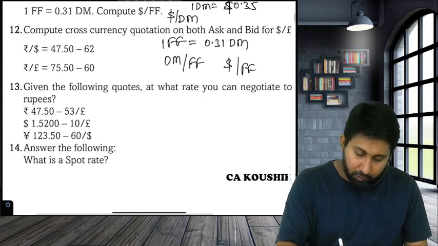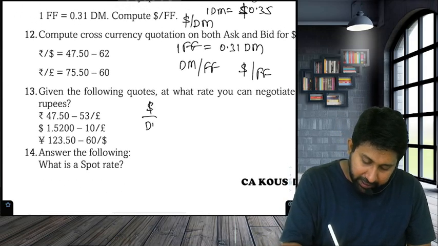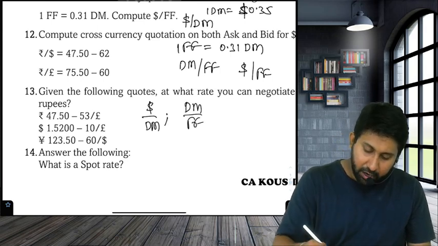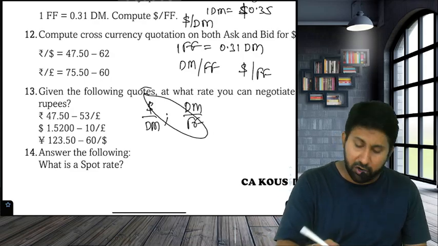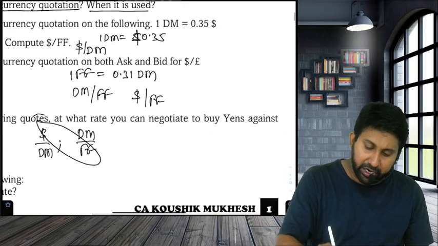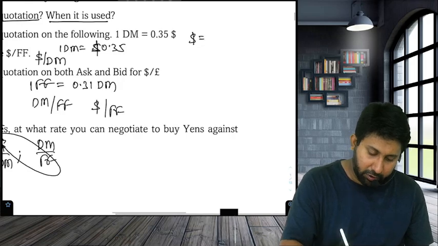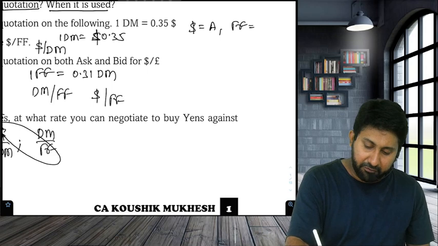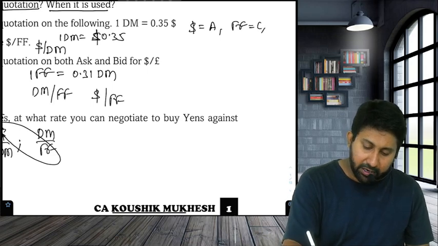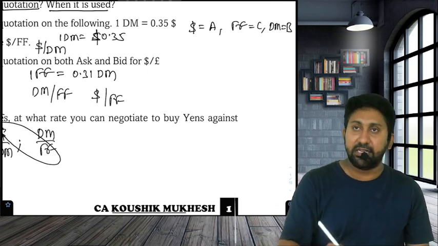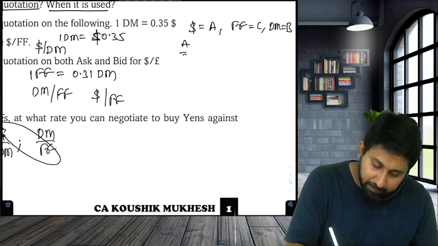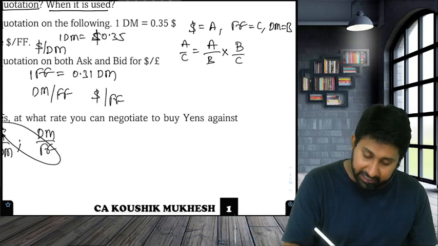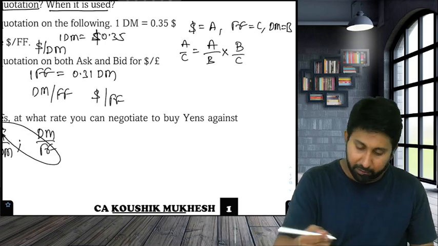Okay, now I will write like this: dollar by DM traded, DM by FF traded. I want dollar and FF. Can I calculate or not? Okay, first notate the currencies. I want dollar by FF. Dollar equal to A, FF equal to C. The common currency DM will be the base currency B. Now tell me, A by C equal to A by B into B by C.